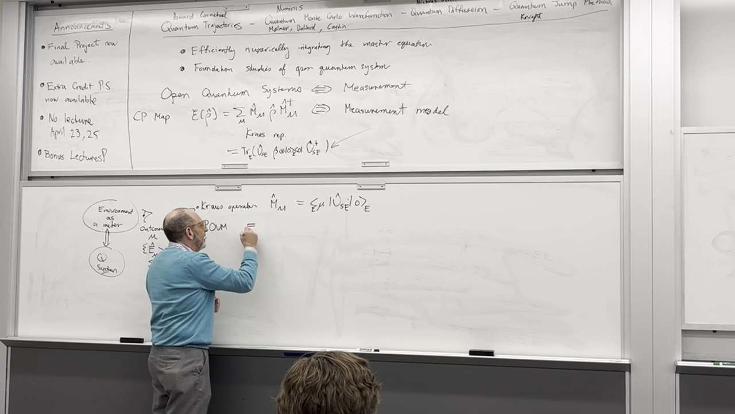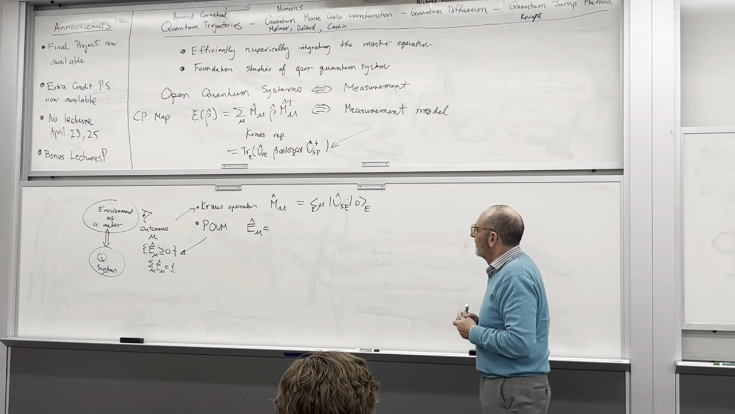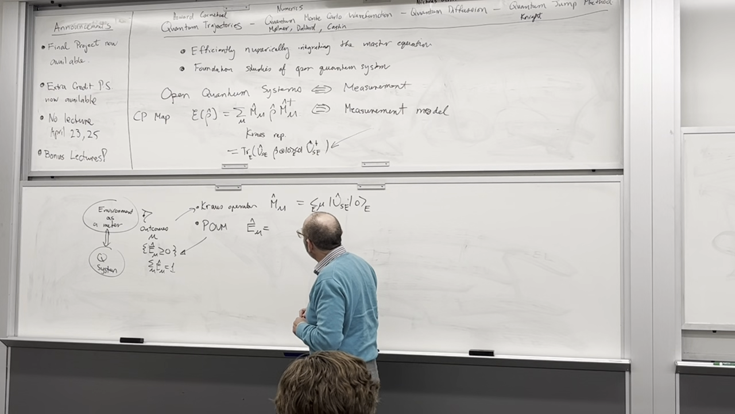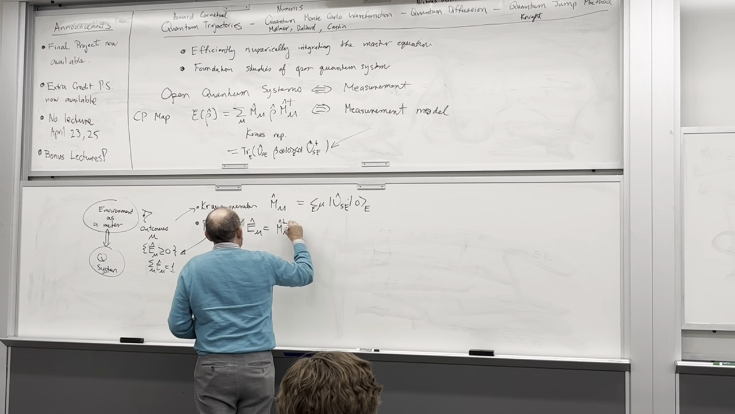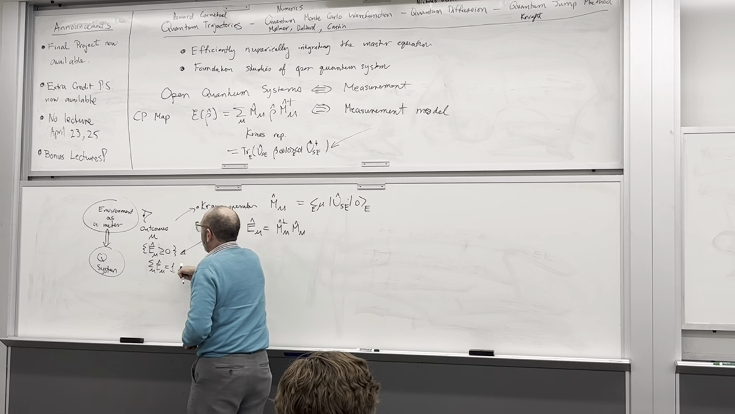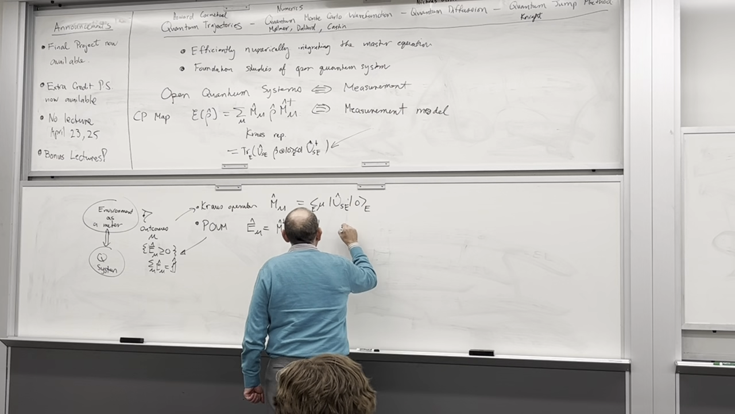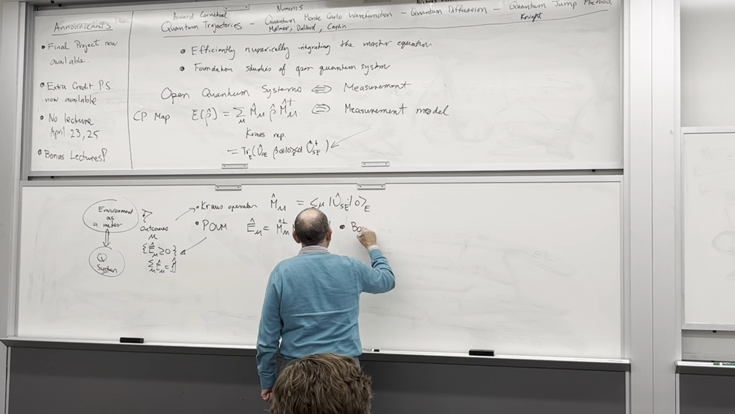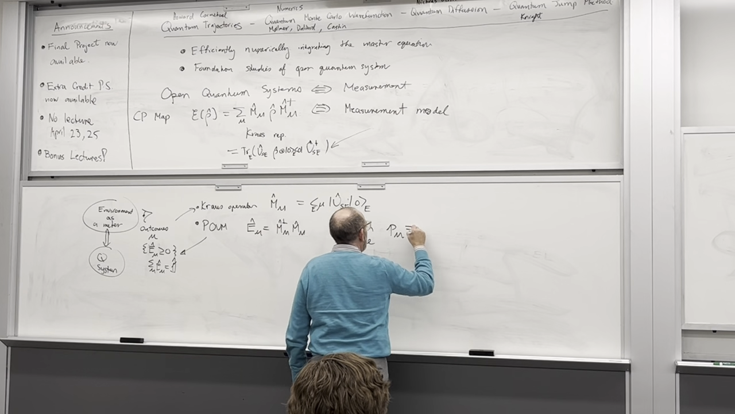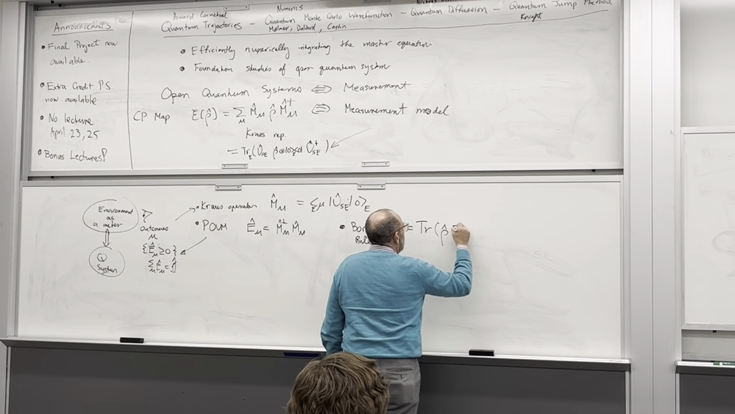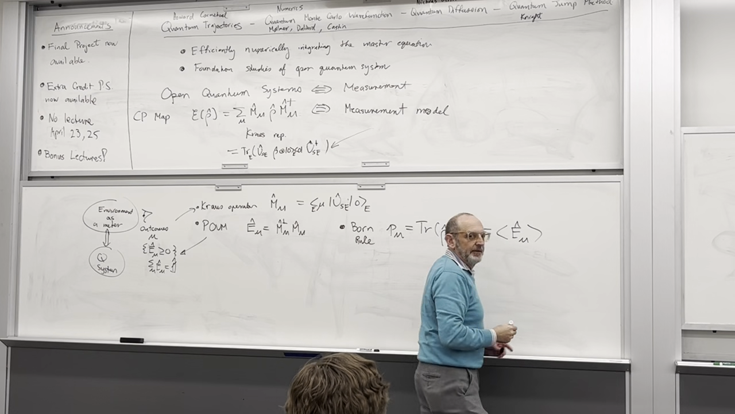And so what are the POVM elements in this case? They're made of the Krauss operators. And how are they related to the Krauss operators? And the diagram. Right, so these sum to the identity, sum to the resolution of the identity. And moreover, we have the Born rule. And the Born rule tells us that the probability that we're going to see that particular outcome is the expected value of the POVM element. Okay?